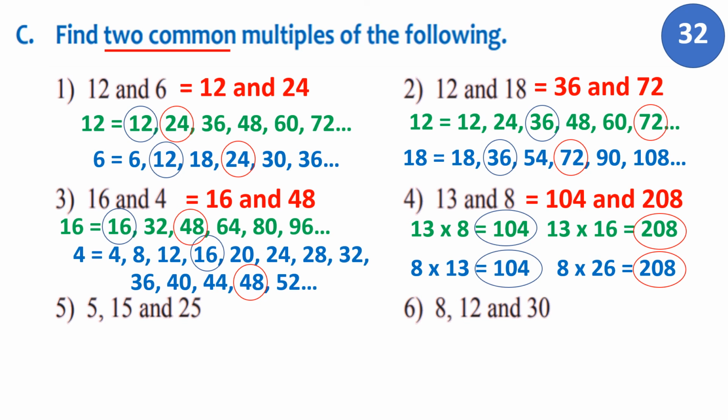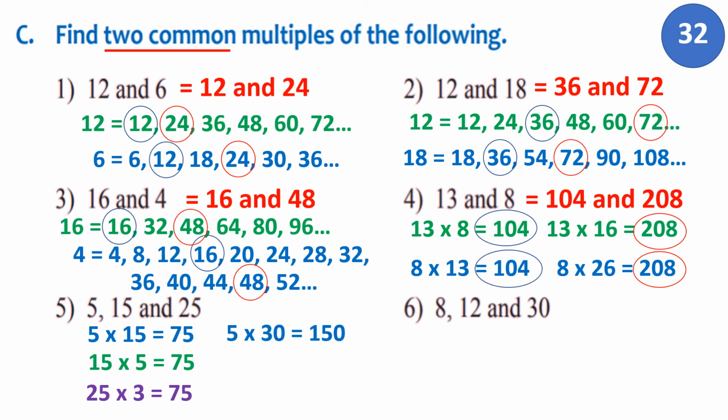Next is number 5. You find the two common multiples of 5, 15 and 25. The three numbers. For 5, you can say 5 times 15 is 75. 15 times 5 is 75. 25 times 3 is 75. The first common multiple is 75.